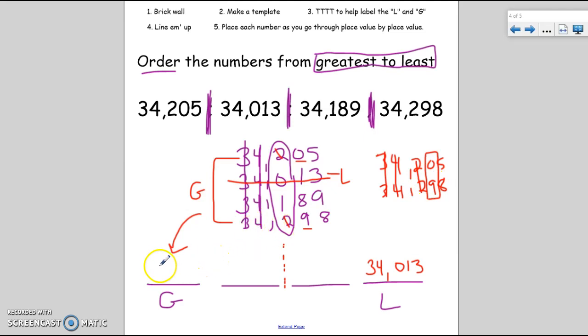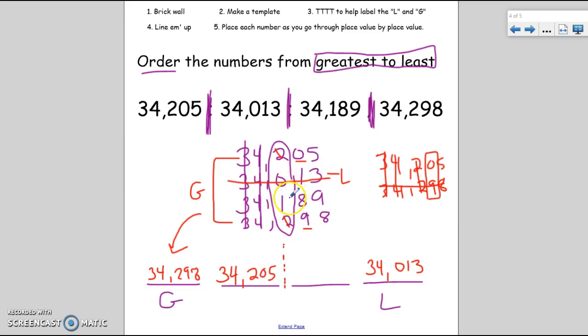So I'm going to go ahead and fill that in right here. That would be 34,298. And this one is kind of the next greatest. It still was in that half because I had that 2 in the hundreds place. So I know it's going to just fall here kind of in second place.